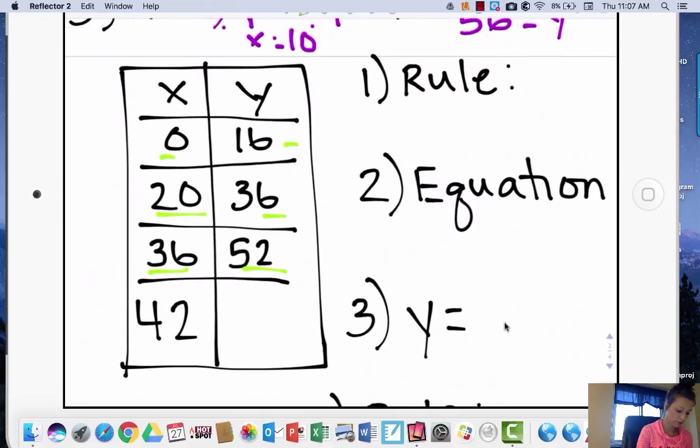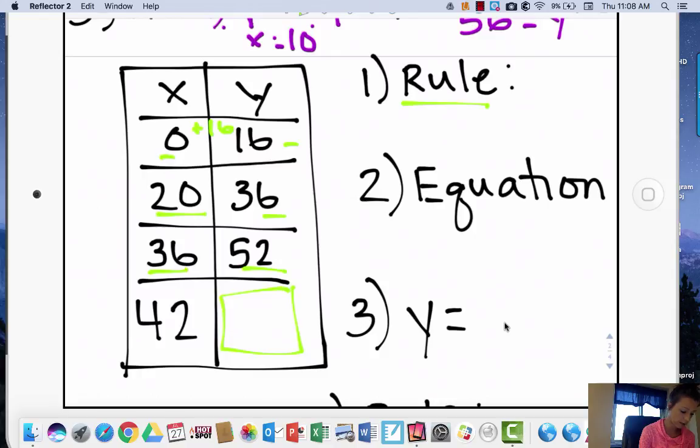And I have a missing value: when x is 42, y is something, but I'm not sure what it is. The first thing I'm going to do is come up with a rule. So what I always think is, am I increasing or decreasing? Well, to go from 0 to 16, I am adding 16. I can't multiply by anything because 0 times anything is still 0. So I don't have a 0.